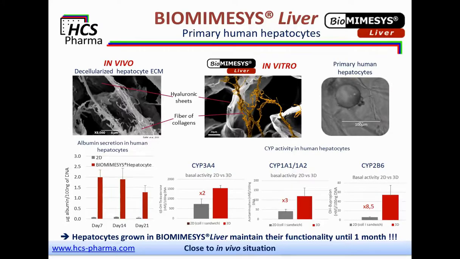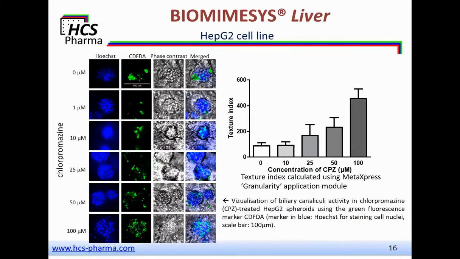CYP1A1 and 1A2 activity is multiplied by 3. And for CYP2B6, you have more than an 8-fold increase between 2D and 3D for the basal activity of the CYP. So this shows that hepatocytes grown in Biomimesis liver maintain their functionality for at least one month, and suggests that they are close to the in vivo situation, at least closer than 2D culture.